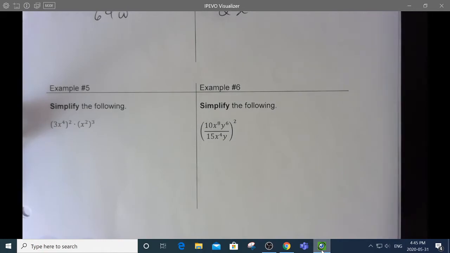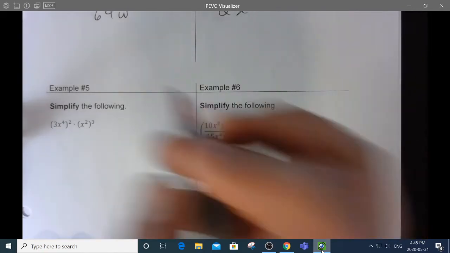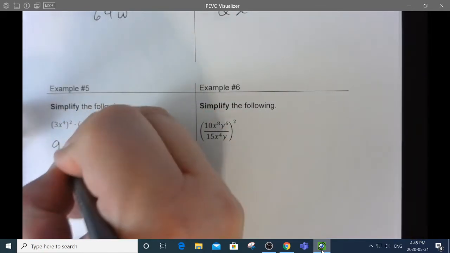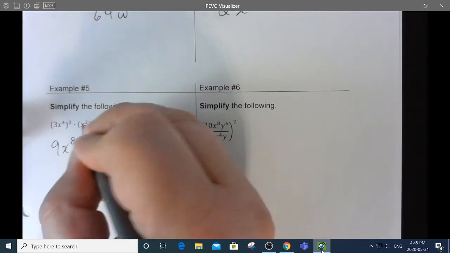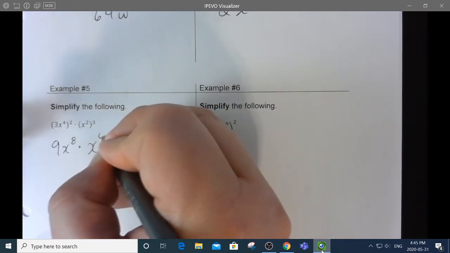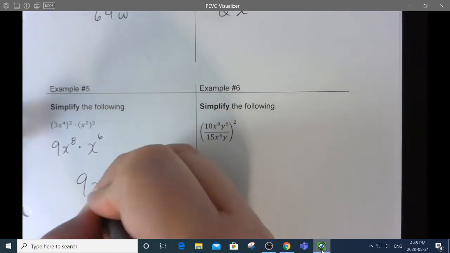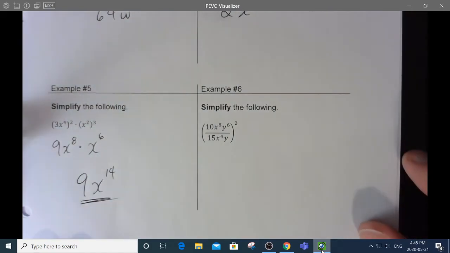And then example 5. All right, for this one, I'm going to square everything in the bracket first, and then cube everything in this bracket. Then I'm going to add those exponents together. Did you get 9x to the 14?